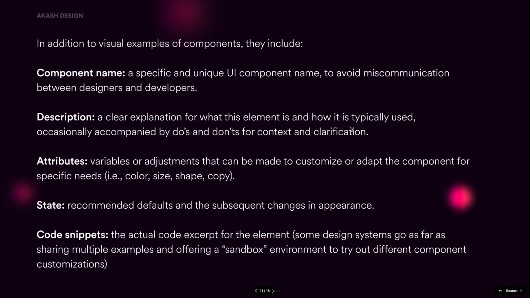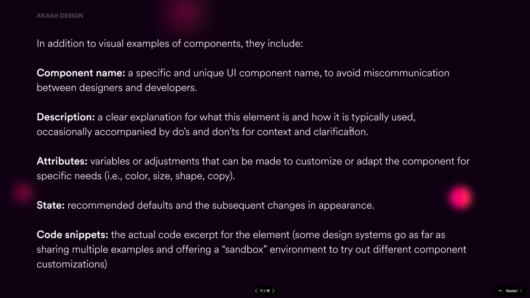And in addition to visual examples, they also include the component name, specific UI component name. So I'm just explaining what goes into building components. Once you design a component, you also have to name the component. You also have to add a description. You also have to have attributes like color, size, shape, and copy, and different states that you also have to mention: what the default state is, and the subsequent changes. And as I said, you also have a code snippet.